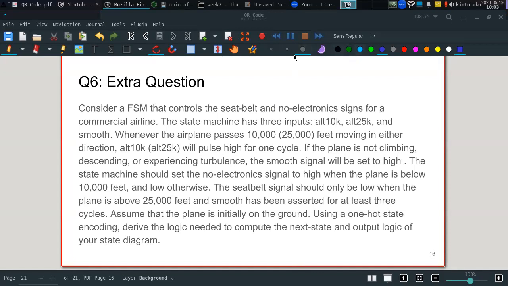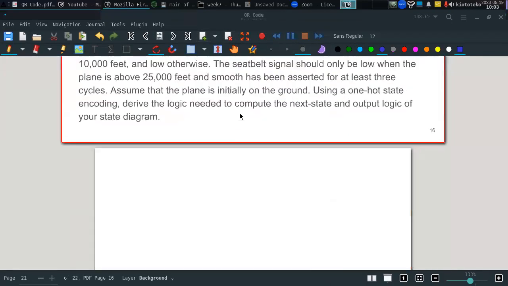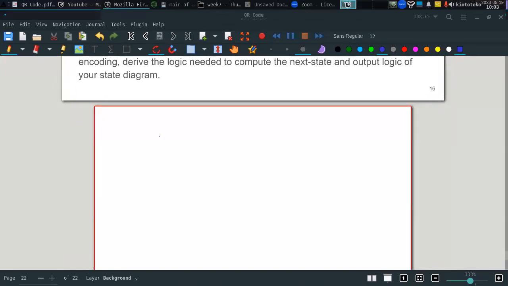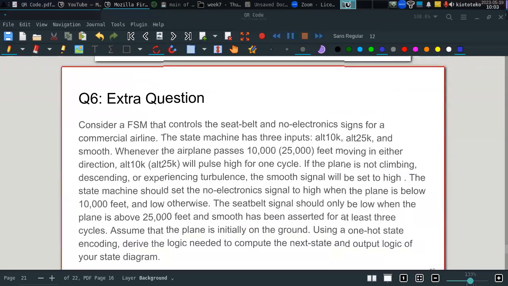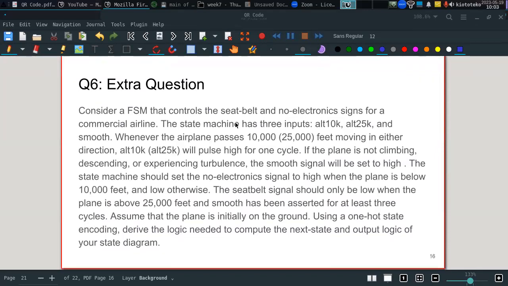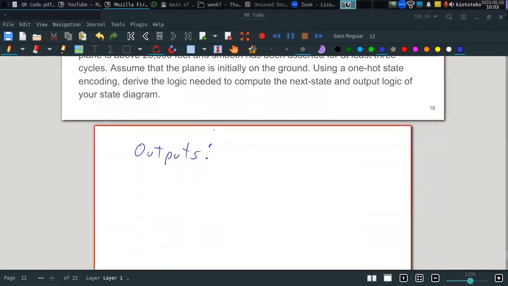So that's a lot of information. So let's see how we should proceed. Again, always remember what our outputs and our inputs are. So our outputs in this case are the seatbelt and no electronic signs. Seatbelt and no electronics.